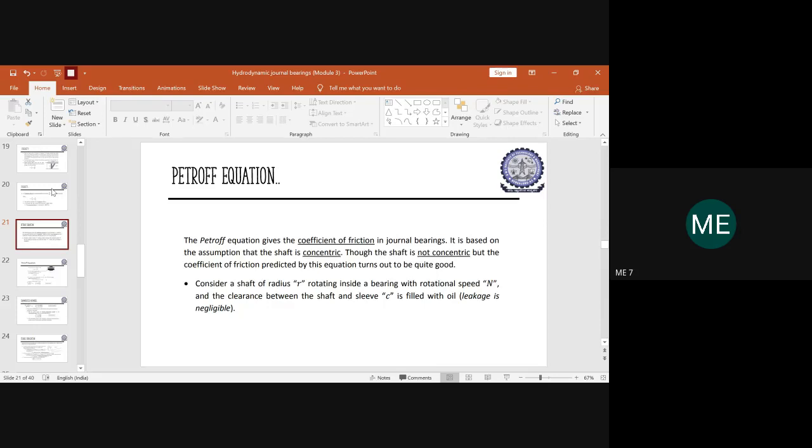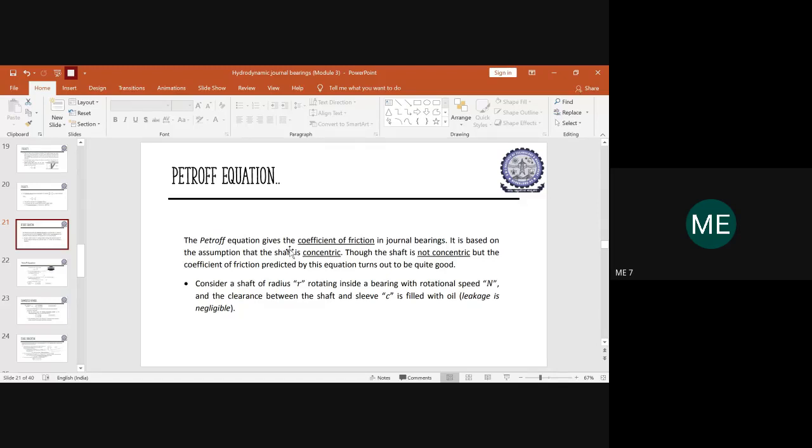Before starting, there is an assumption to be followed. Here the assumption is that the shaft is concentric. The alignment of the shaft is exactly concentric. Sometimes the shaft is not concentric, but the coefficient of friction predicted by this equation still turns out to be quite good.